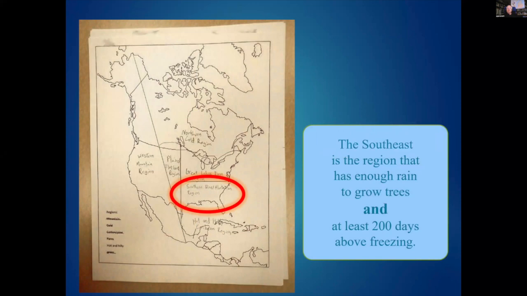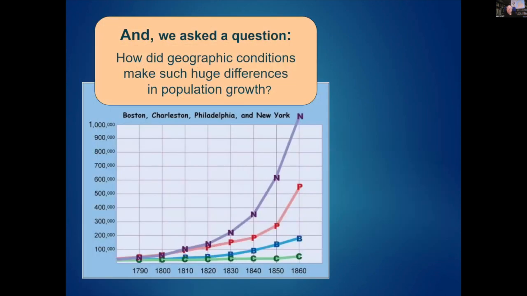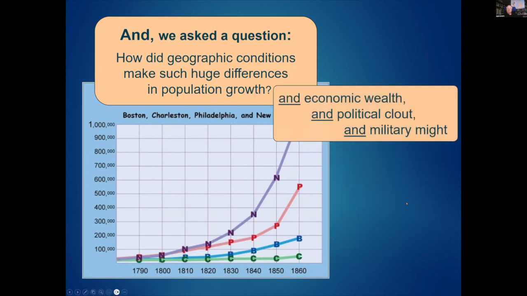And the Southeast is defined as the region that has enough rain to grow trees and at least half of the year above freezing. And then we asked the question, how come if the South is like that, it grew so slowly compared to the other parts? Because that had effects on economic wealth, clout, and military might.